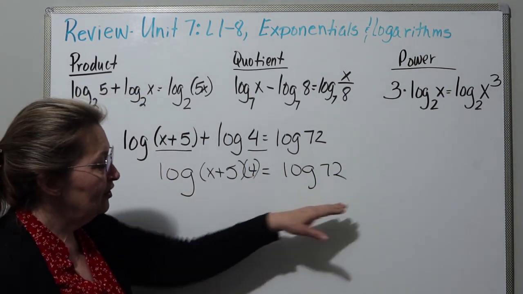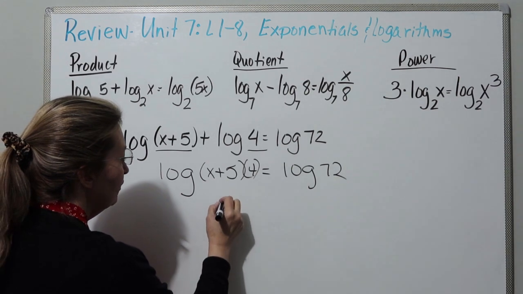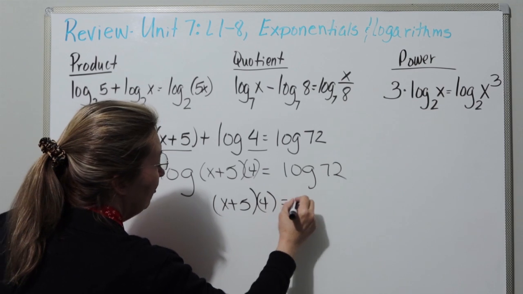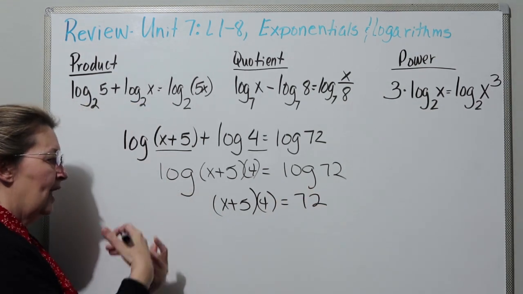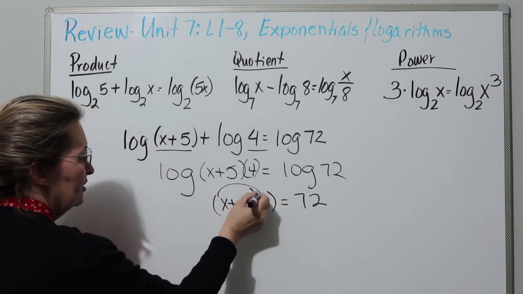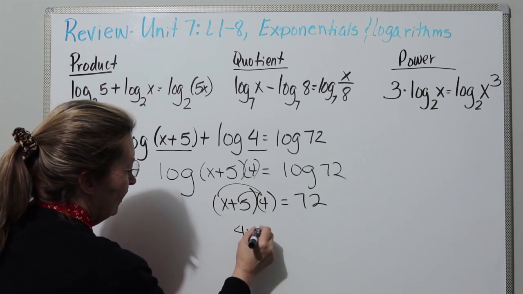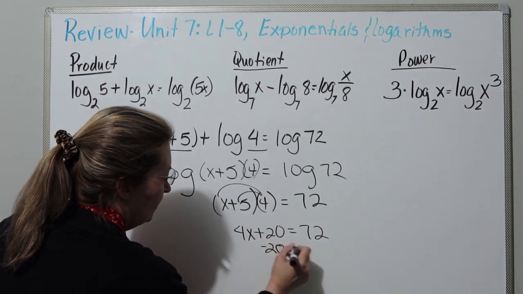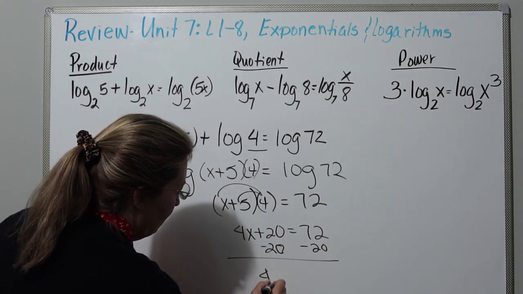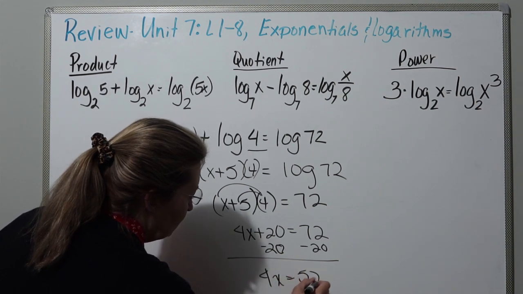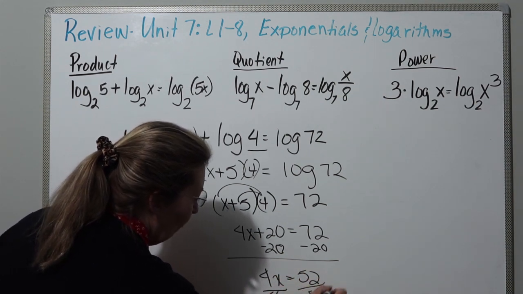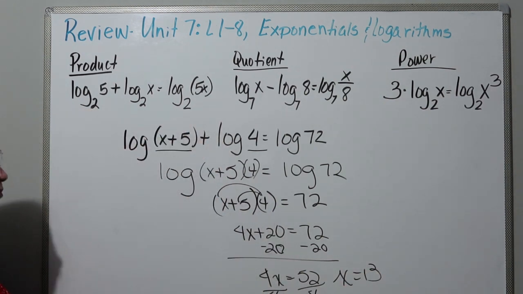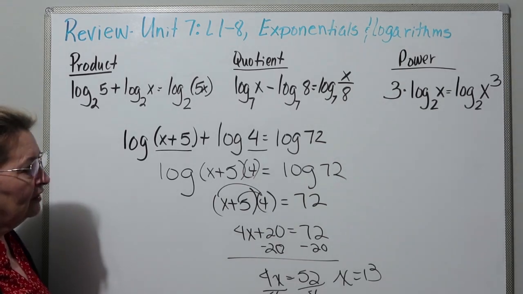Now I have a 1-to-1. I can take my 2 arguments and set them equal to each other, dropping the log. Now it's just a linear equation. Distribute this number so that you've got 4x plus 20 equals 72. Subtract 20 from each side, so you have 4x equals 52. Divide both sides by 4, and x is equal to 13. And yes, you want to fill it back in and make sure that that calculates correctly.